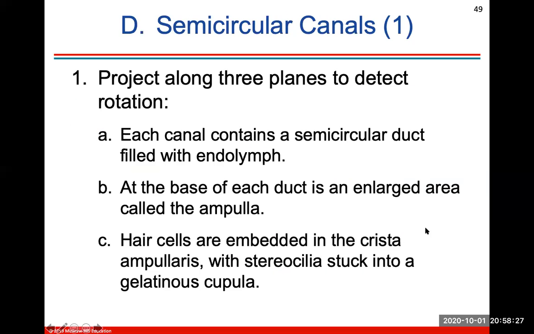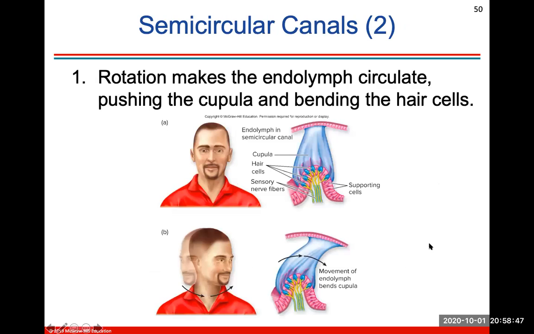The semicircular canals project along 3 planes to detect rotation. Each canal contains a semicircular duct filled with endolymph, and at the base of each duct is an enlarged area called an ampulla. Hair cells are embedded in the crista ampullaris with stereocilia stuck into a gelatinous cupula.